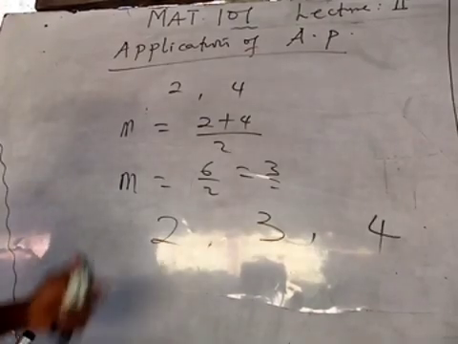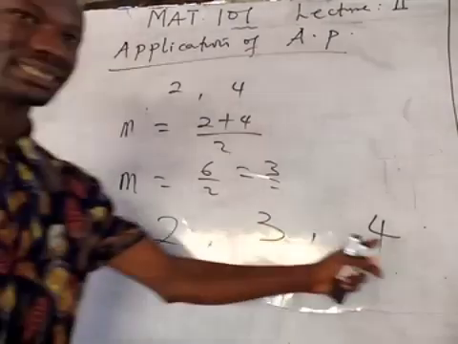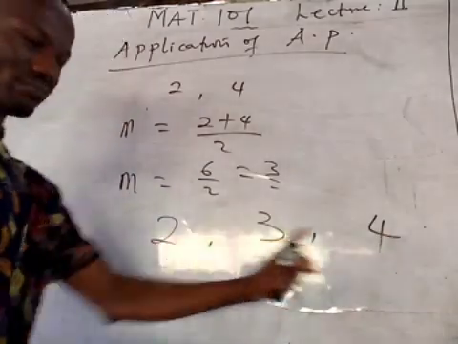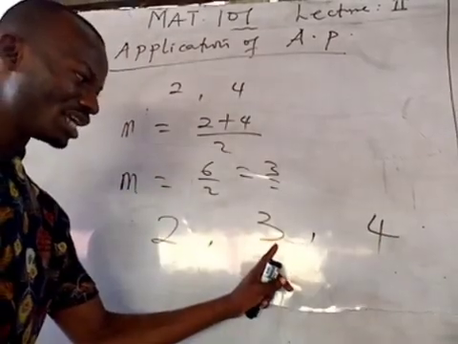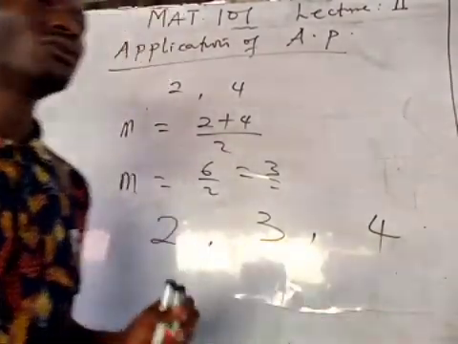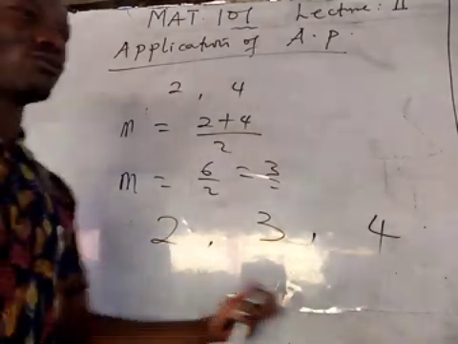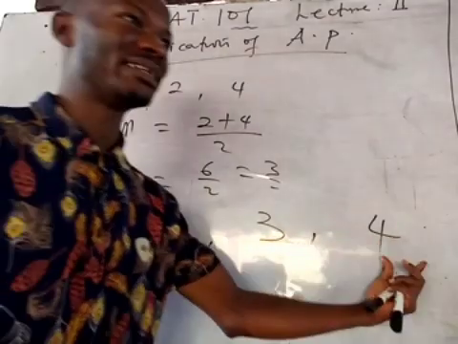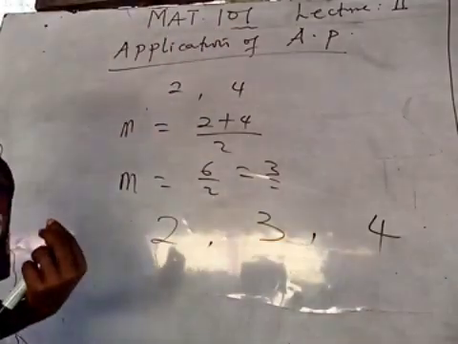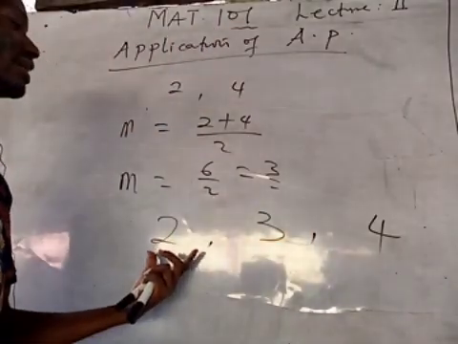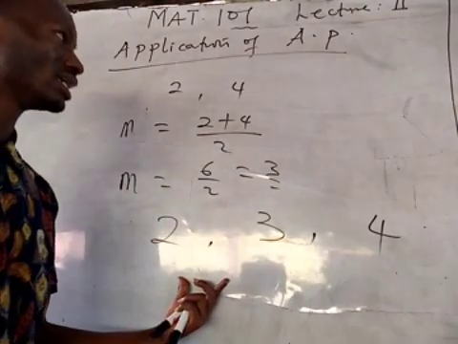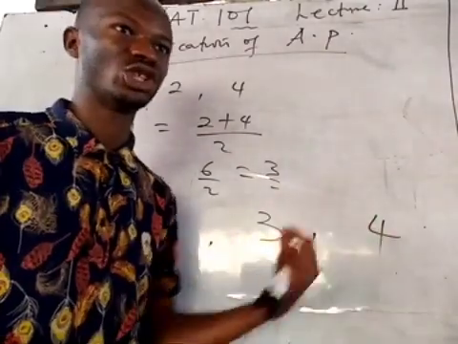So what it means is that if you are given two numbers and you can find the arithmetic mean of those two numbers, when you insert the mean in between the two numbers given to you, you form a sequence. The question I want to ask is: is this sequence formed in arithmetic progression or in geometric progression? Is it a linear sequence or an exponential sequence?